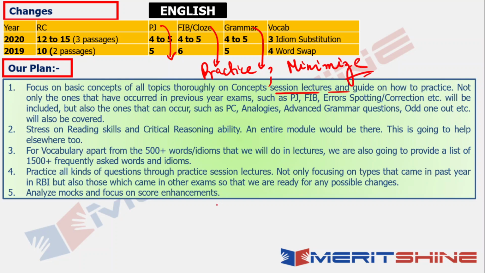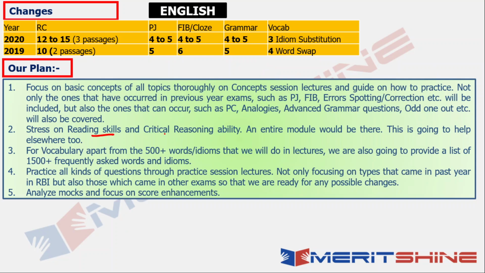But we will go beyond that also. We will also cover those topics which can occur. For example, para-completion, analogies, advanced grammar questions, odd one out, which is again an application of parajumbles. So all of these will also be covered as a part of our course, because what did I tell you at the start? That a lot of you are also asking us that what if the nature of the question changes again? How would we be prepared for it? You would be prepared for it by this way, by doing all the types of questions that normally come in competitive exams from the English section in similar levels of paper. Okay? Right.